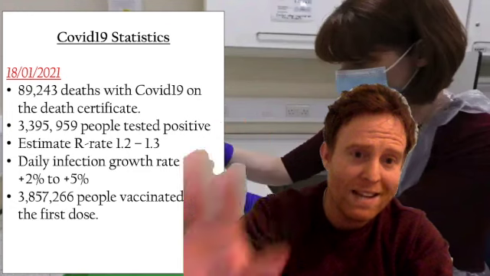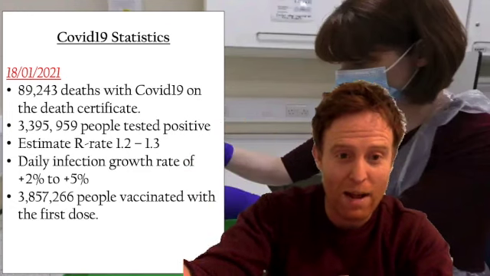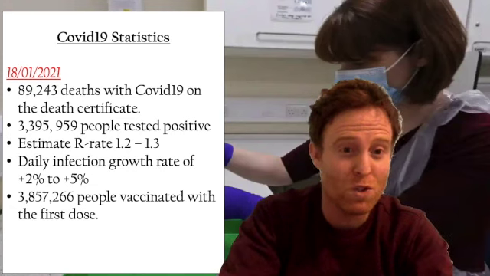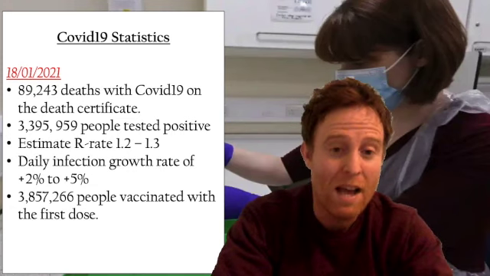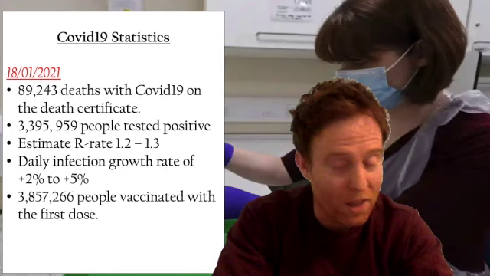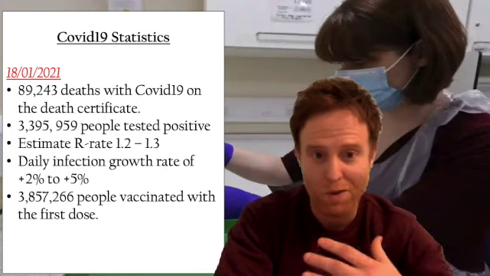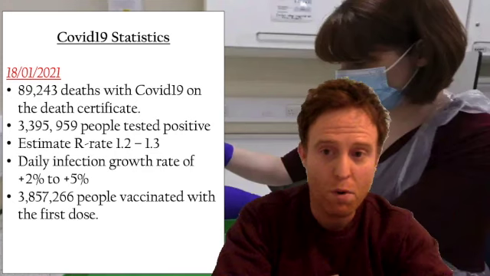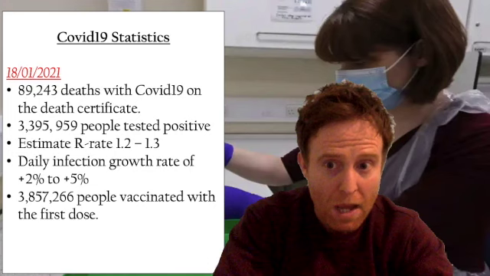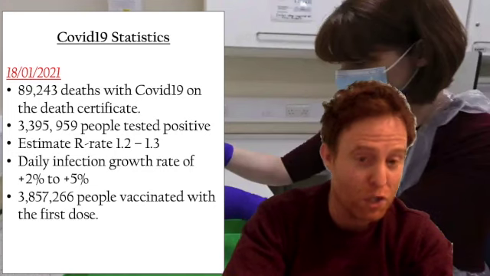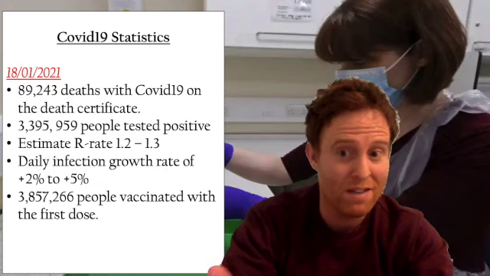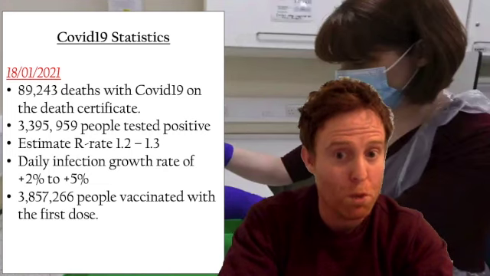This was on the 18th of January, and the most recent statistics that I could get, but we can see here in terms of 89,243 deaths. In fact, I did just get a notification saying that the UK, and it can be debated, it could be argued in terms of our data collection compared to other countries, but we've actually got the highest deaths now in the world. And there's over 3 million people that have now been tested positive for COVID. The estimated R rate is between 1.2 and 1.3.